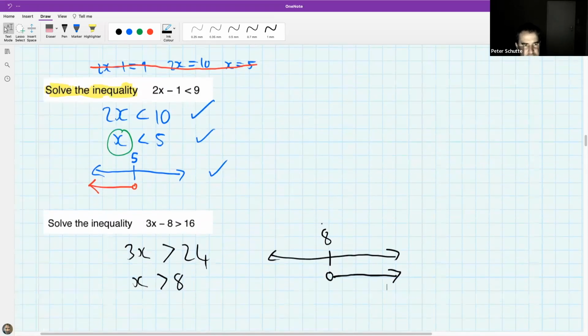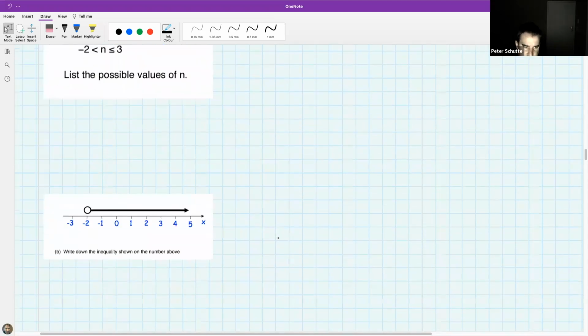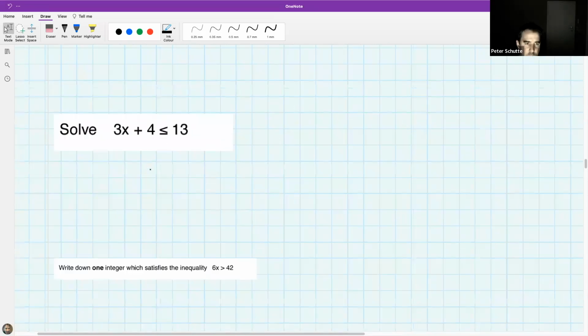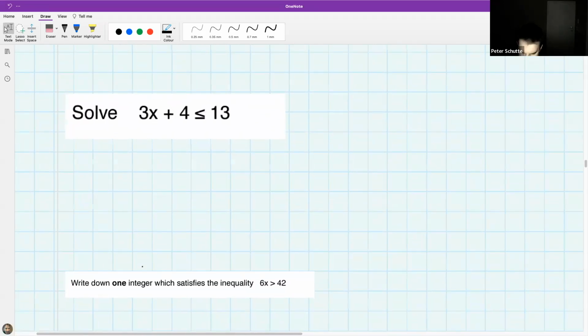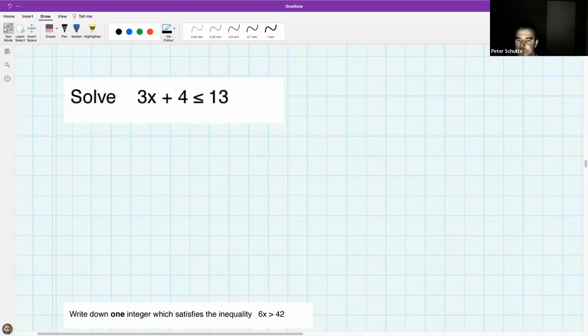Okay, give me a thumbs up if you've understood the basic idea there. Give me a thumbs down if you feel a bit confused. Just want to do a quick little check-in. Okay, then let's have you guys do some of these. Can you do this one for me? Solve 3x plus 4 is less than or equal to 13. Go ahead and do that. And you can pop your answer in the chat when you feel like you have it.